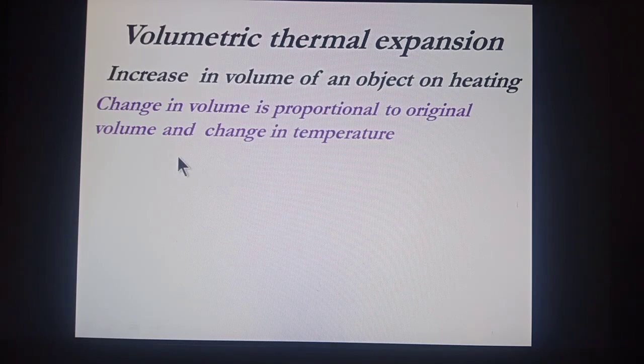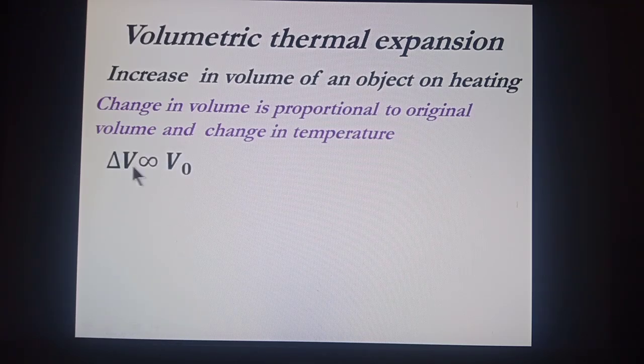Means change in volume depends upon the original volume. Bigger objects will expand more. And what is the rise in temperature? If we change the temperature more, the object will expand more. Mathematically, this relation is given by this equation.